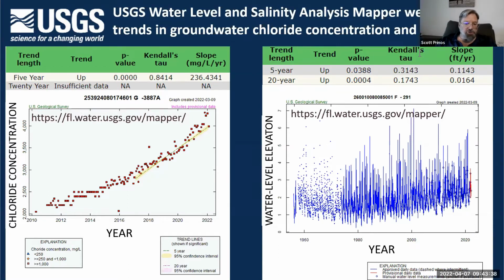The graph on the right shows groundwater levels in a well that the USGS has monitored for 65 years. Water levels have gradually increased since 1980. This website automatically evaluates trends like these and shows the results on a map. Next slide, please.